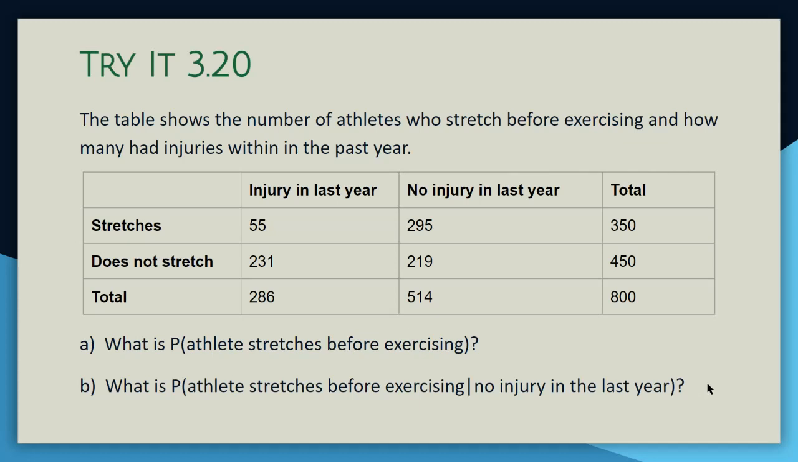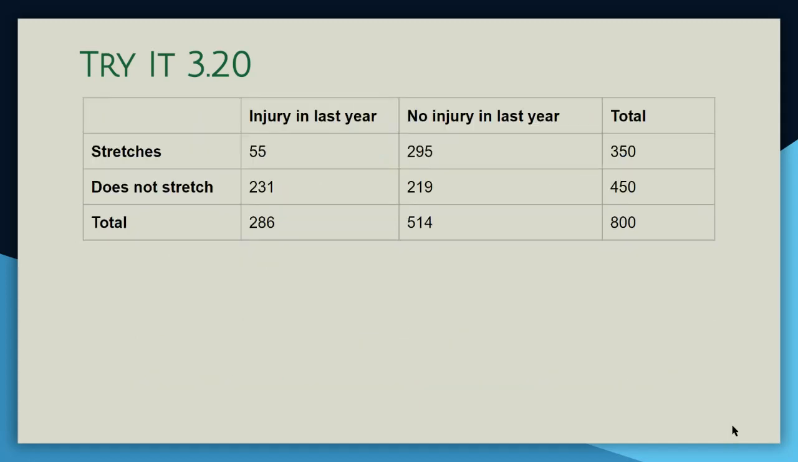This first one says the table shows the number of athletes who stretched before exercising and how many injuries they had within the past year. Words are hard. And they ask us two questions. What is P(athlete stretches before exercising)? And what is P(athlete stretches before exercising), given that they had no injury in the last year? So here's our data table. We're going to start with question A. What is the probability of the athlete stretching before exercising? Stretching before exercising would be the entire stretches row.